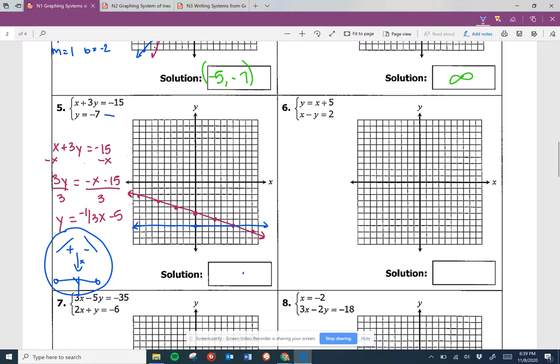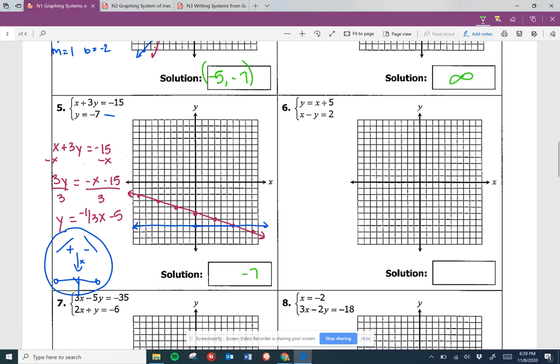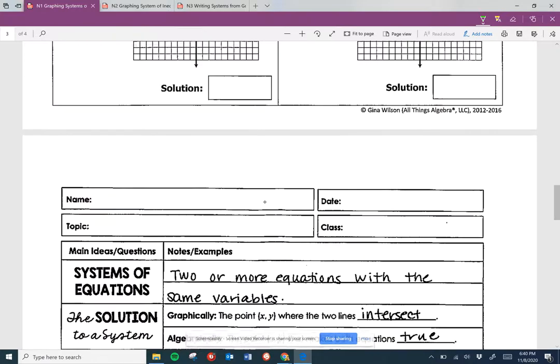Okay, let's look at number 6. Okay, here I have y equals x plus 5. So I don't have to solve for anything. My slope is 1. My b value is 5. So I will start this graph at 5. I'll go up 1 over 1. I like to go 2 over 2 to kind of make it go a little faster.